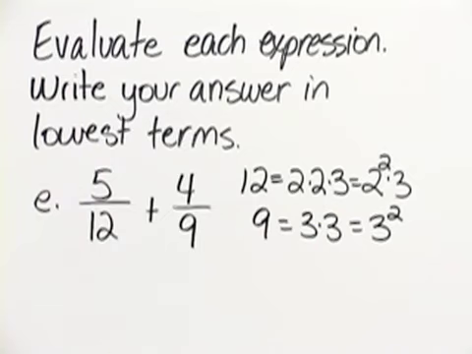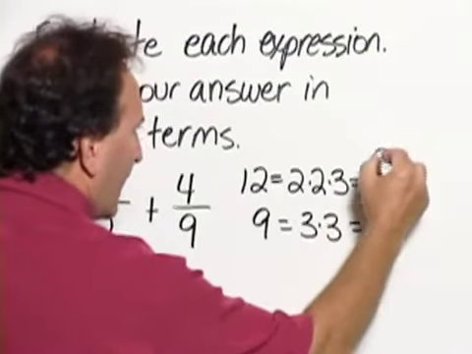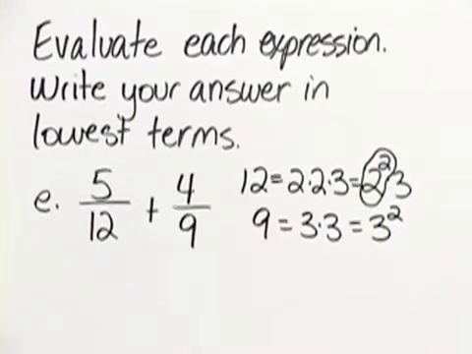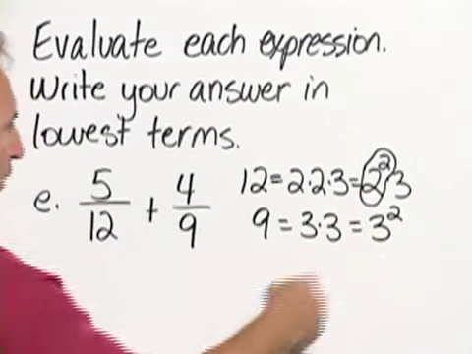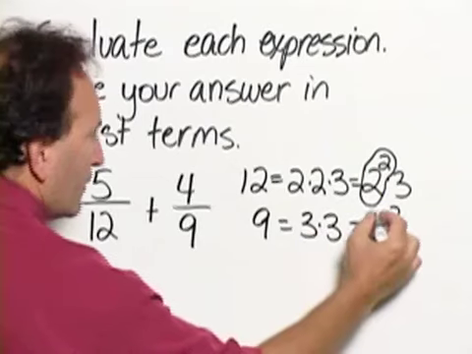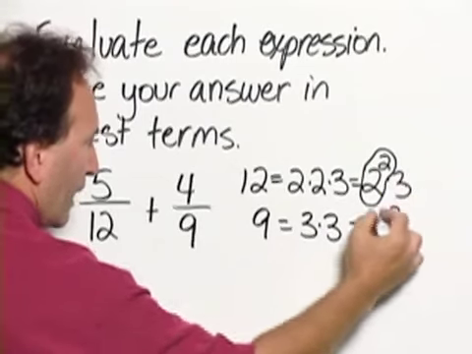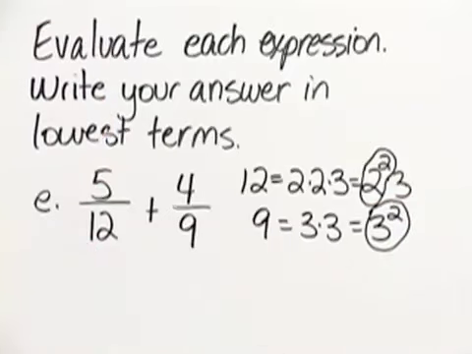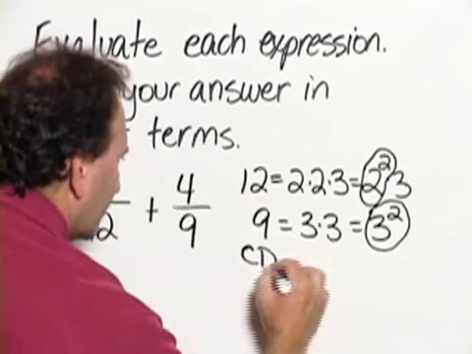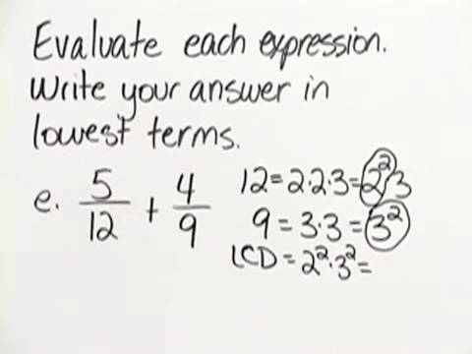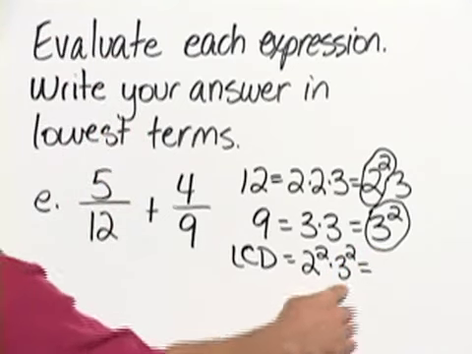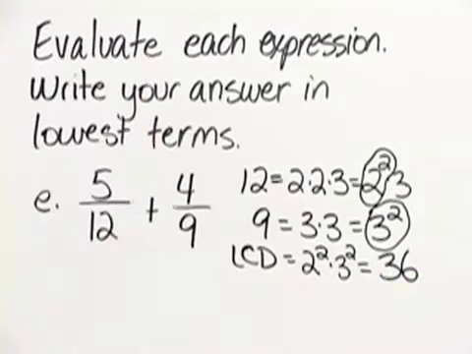Now for the LCD, we take the terms, or the factors, I should say, that have the highest power for each type of factor. Now there's only one 2, and it's 2 squared, so we're definitely taking that. The 3's, we have 3 to the power of 1 and 3 squared, and therefore we take the 3 squared. Our LCD, therefore, is 2 squared times 3 squared, which is 4 times 9, which is 36.